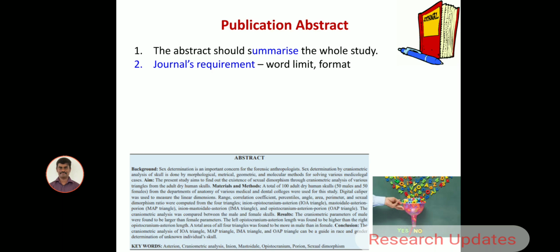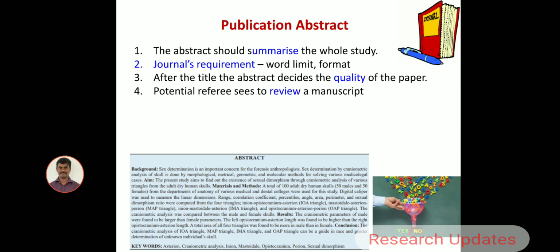First, to start with, the publication abstract. In a publication abstract, it should summarize the whole study and it also should be written according to the journal's requirements. So the word limit and the format which the journal wants have to be strictly followed while writing the publication abstract. After the title, the abstract decides the quality of your paper. So always remember, you design the publication abstract carefully.